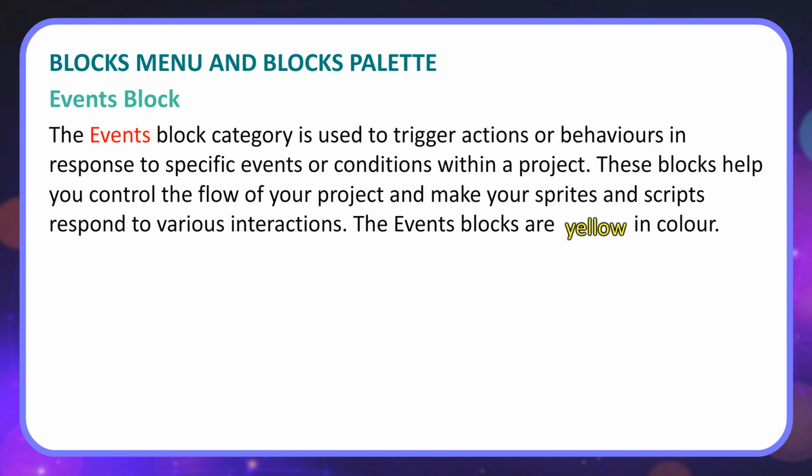Events block. The events block category is used to trigger actions or behaviors in response to specific events or conditions within a project. These blocks help you control the flow of your project and make your sprites and scripts respond to various interactions. The events blocks are yellow in color.